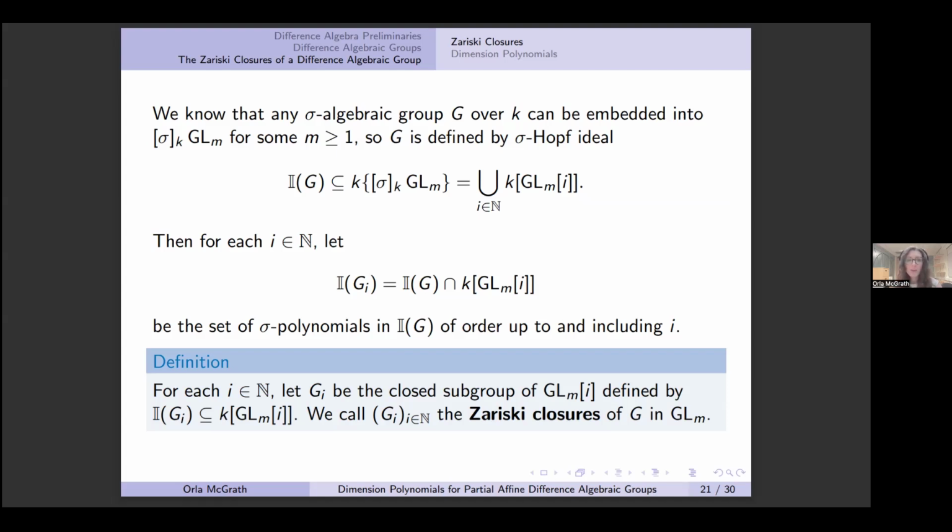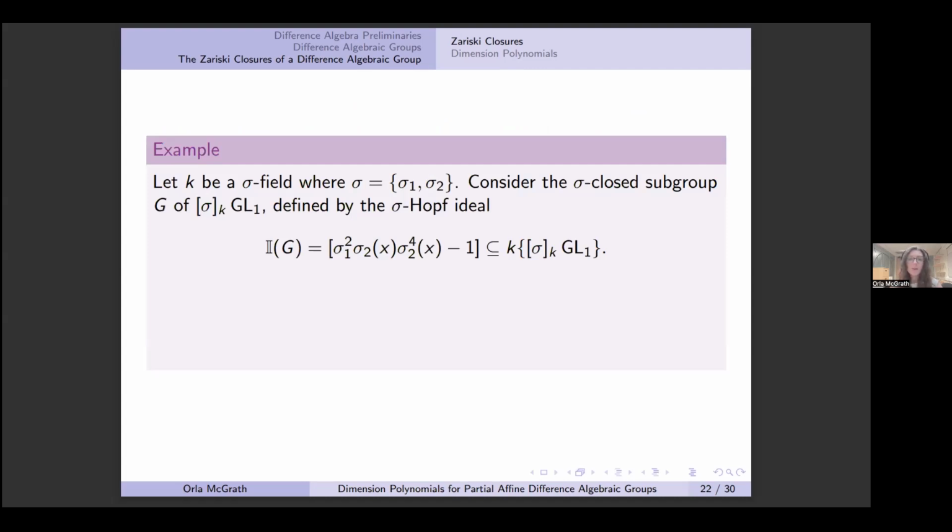We'll just see an example of these defining ideals with our example that we've been going back to. If we remember, we had this Hopf ideal generated by this monomial subtract 1. This polynomial has order 4. So if we intersect IG with the polynomial ring up to order 3, we're going to get nothing. It's just going to be 0.